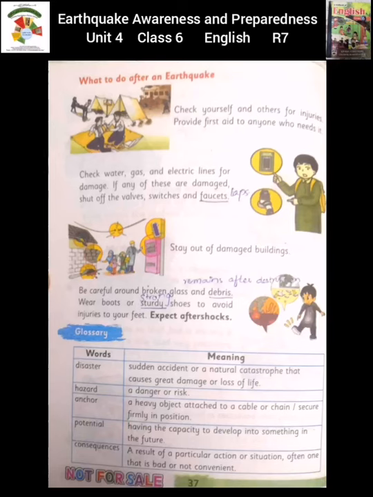So now we will be studying the words meaning here. The first one is disaster. It is a sudden accident or a natural catastrophe that causes great damage or loss of life. Hazard, a danger or risk. Anchor, a heavy object attached to a cable or chain secure firmly in position. Potential, having the capacity to develop into something in the future. And consequences, a result of a particular action or situation, often one that is bad or not convenient.